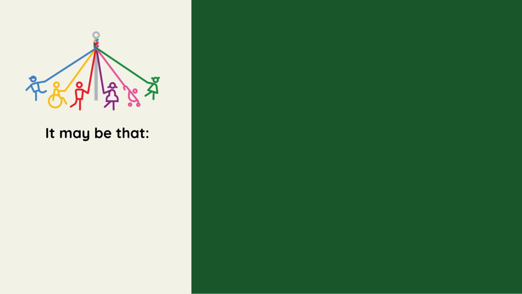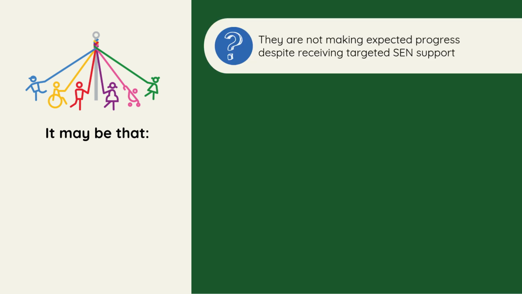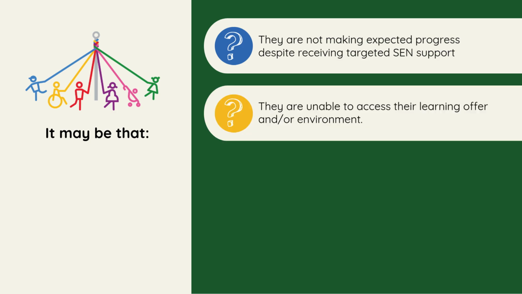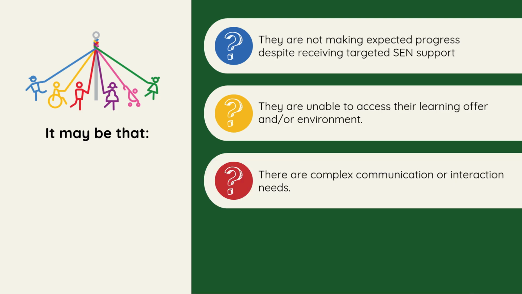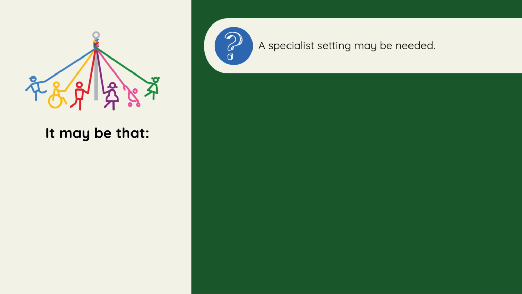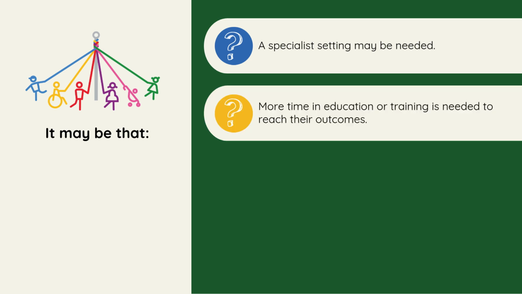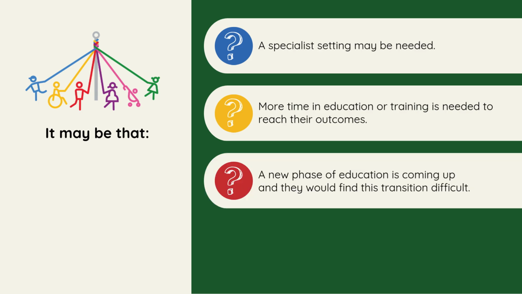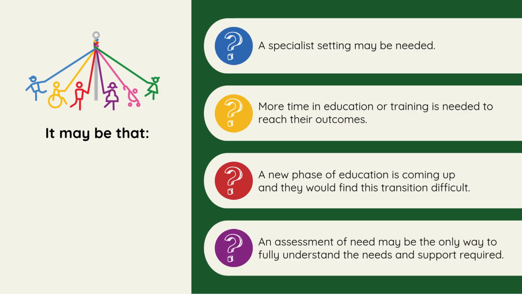It may be that they are not making expected progress despite receiving targeted SEND support. They are unable to access their learning offer and/or environment. There are complex communication or interaction needs. The setting cannot meet all of the needs without more support from the local authority. A specialist setting may be needed. More time in education or training is needed to reach their outcomes. A new phase of education is coming up and they would find this transition difficult. An assessment of need may be the only way to fully understand the needs and support required.